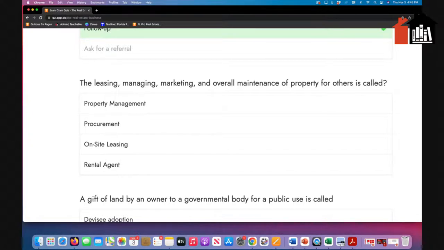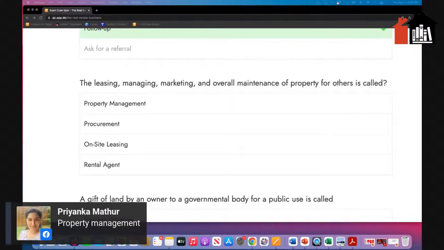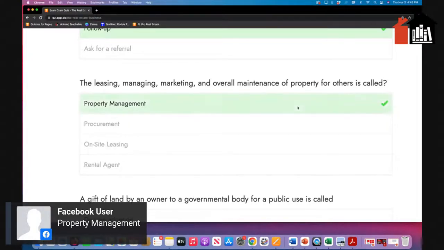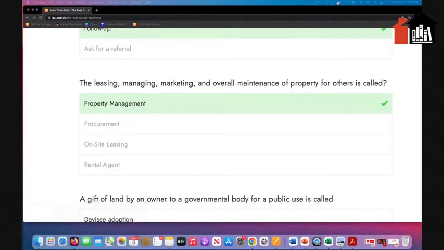Priyanka, nice job. Way to go. Let me put that up here, I've got to put these up every now and then, show everybody. Way to go. Nice job, Stina. Property management. Right, very good. Let's go ahead and click property management. Good job, everybody. Excellent. Way to go, Donna. Jessica, good job on that. Okay.